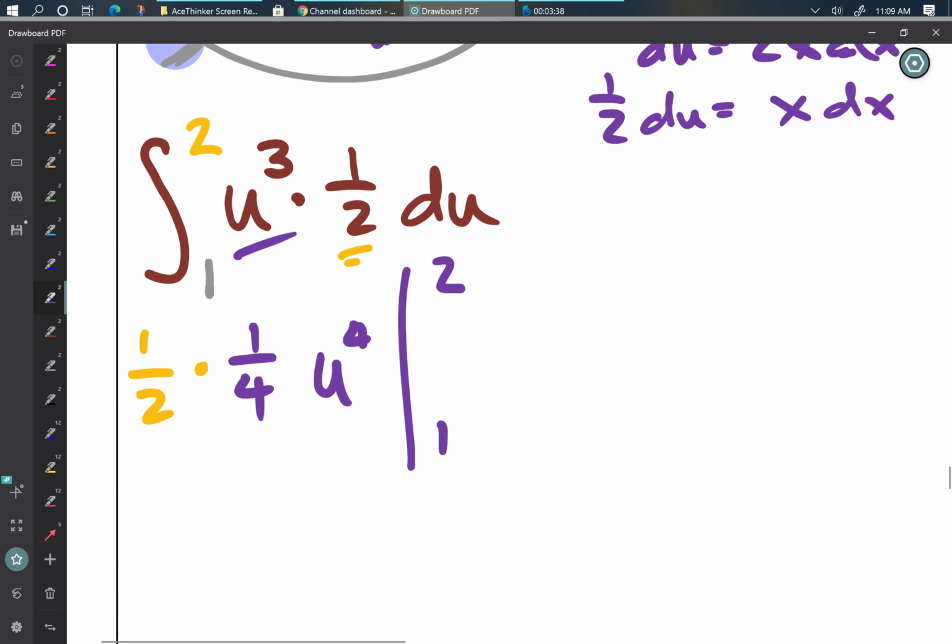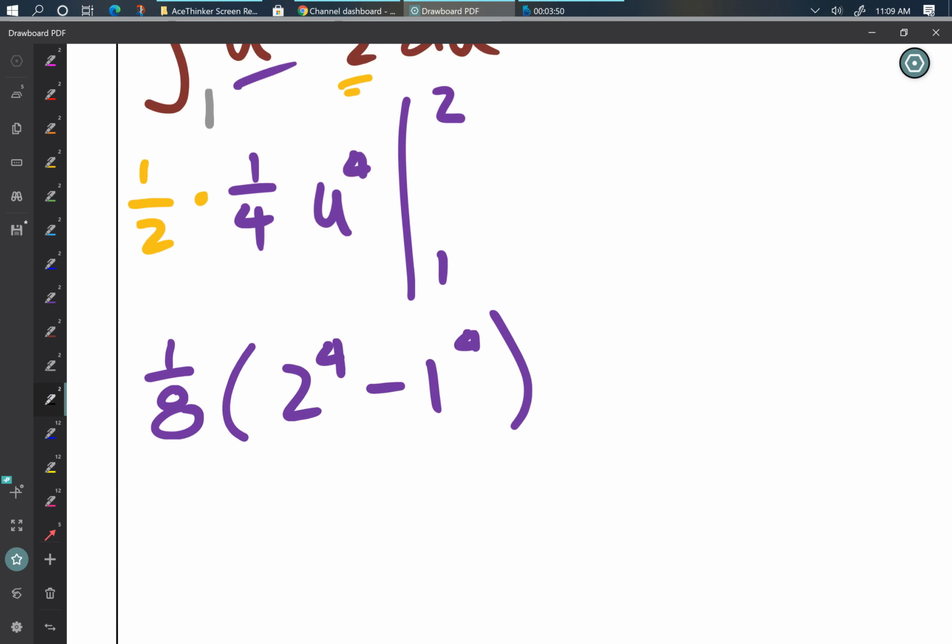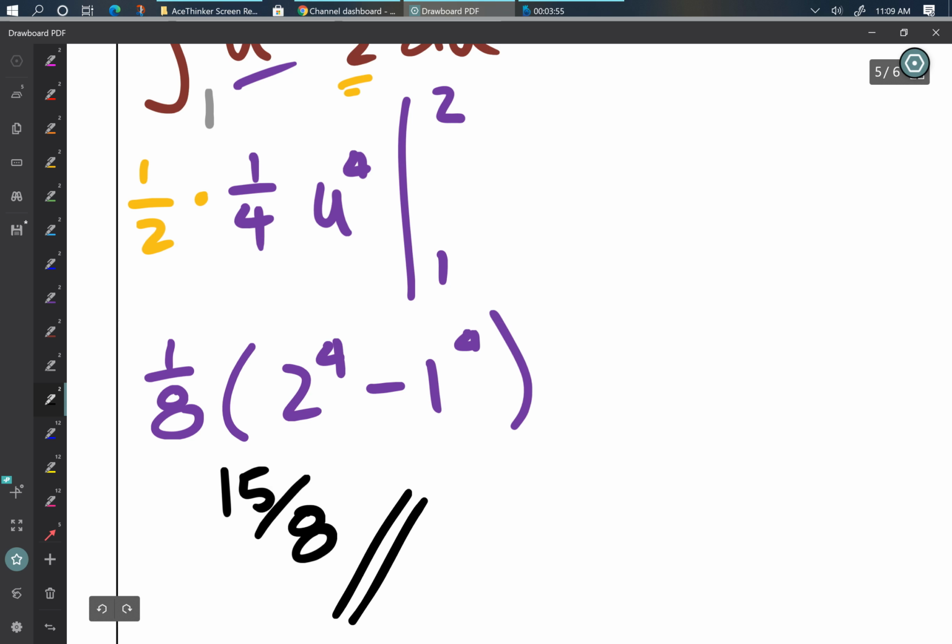And so when I do that evaluation, I'm going to get 1/8 times 2 to the 4th minus 1 to the 4th. 2 to the 4th is what? 16, minus 1, 15. So I get 15/8. And so I'm done.